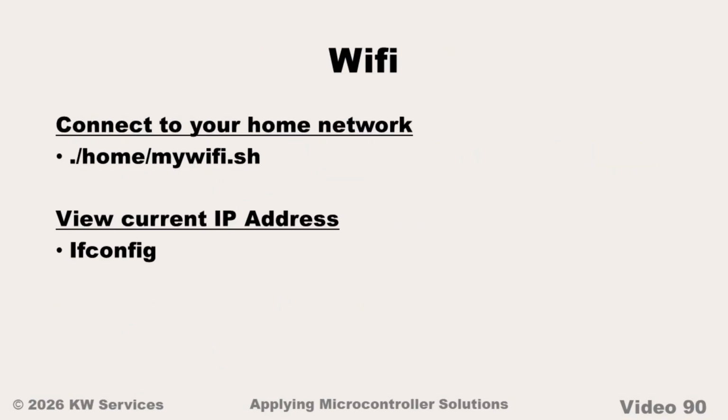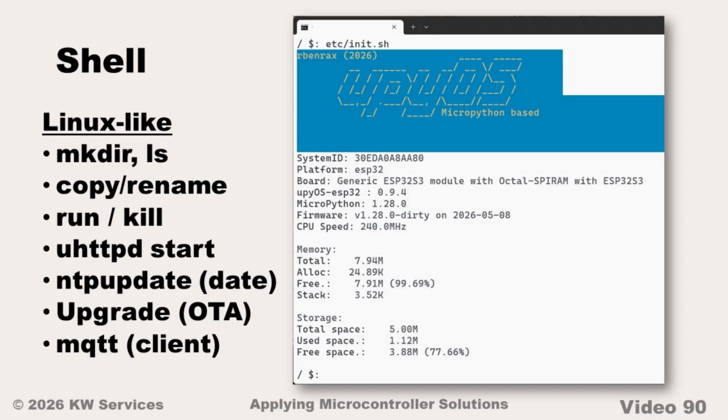You can now run the myWiFi script. This will select your SSID and connect. It will give you an IP address, then it will connect to a regional NTP server and get the current date time. By the way, if you forget the IP address, you can enter the familiar ifconfig command and it'll display it. There are more than 60 Linux-like commands you can enter at the prompt.